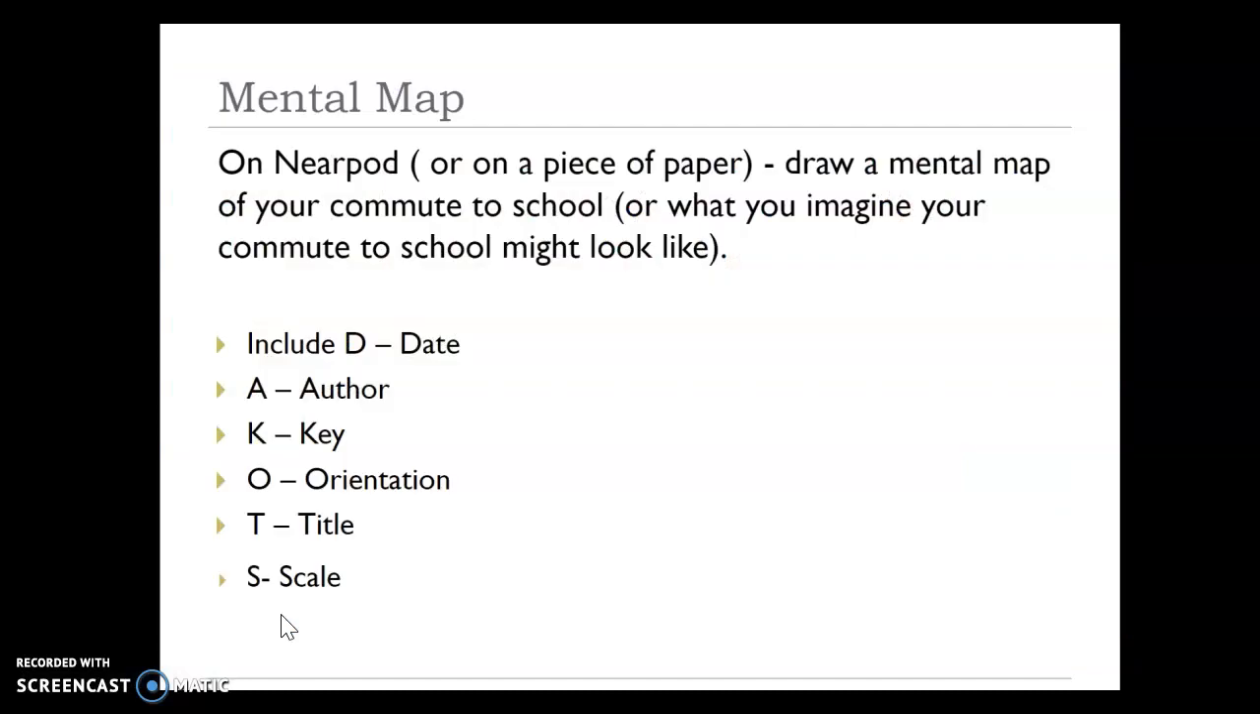What I want you to do, either on Nearpod or on your own on a piece of scrap paper, is to draw a mental map of your commute to school every day. Or if you're stuck at home, what you imagine your commute to school would look like. If you have no experience with our school in person, you can pick another place within your community. But I want you to draw a mental map of your commute to some place and then try to include as much of the date, author, key, orientation, title, and scale as you can. All right, thanks.